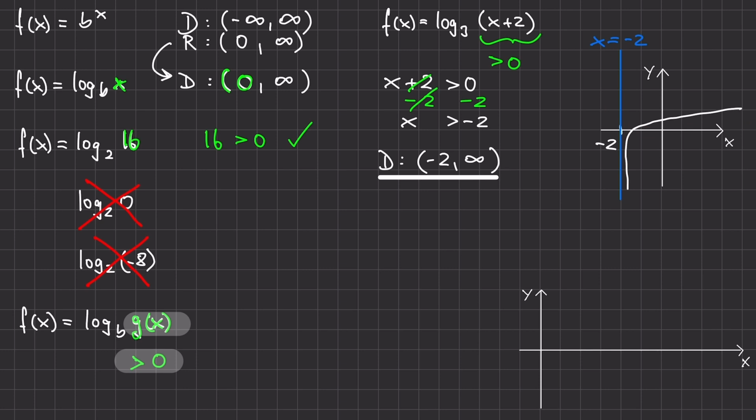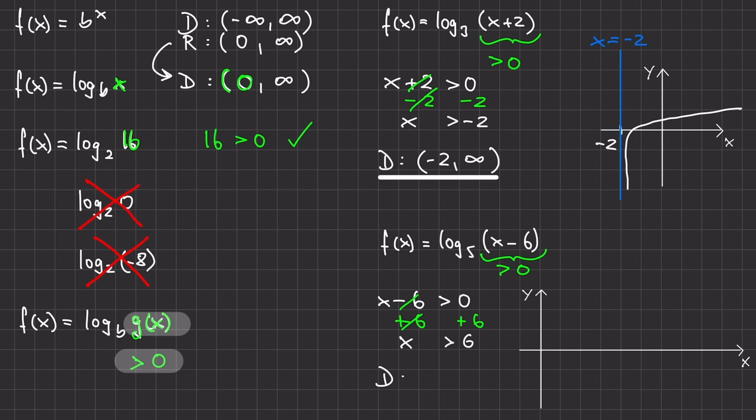Let's do one more example for the sake of practice. Find the domain of f of x equals log base 5 of x minus 6. The domain of f consists of all x for which x minus 6 is greater than 0. Adding 6 to both sides gives us x is greater than 6. So the domain of f is 6, infinity.